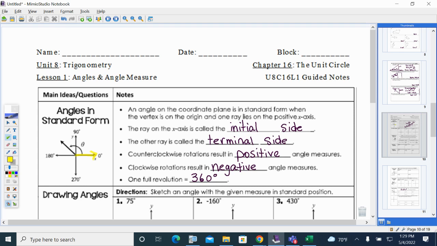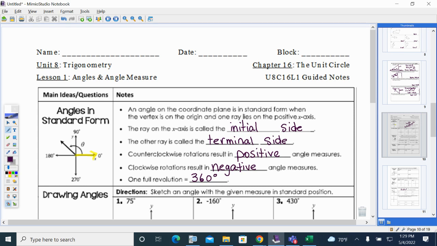The ray that's on the x-axis is called the initial side. So that thing that I have highlighted yellow right now is the initial side. The other ray is called the terminal side. So the terminal side is the side of the angle that is going to be moving. Think of a spinner, like that you might see if you were playing Twister. So that spinner, that side that's moving around, would be referred to as the terminal side.